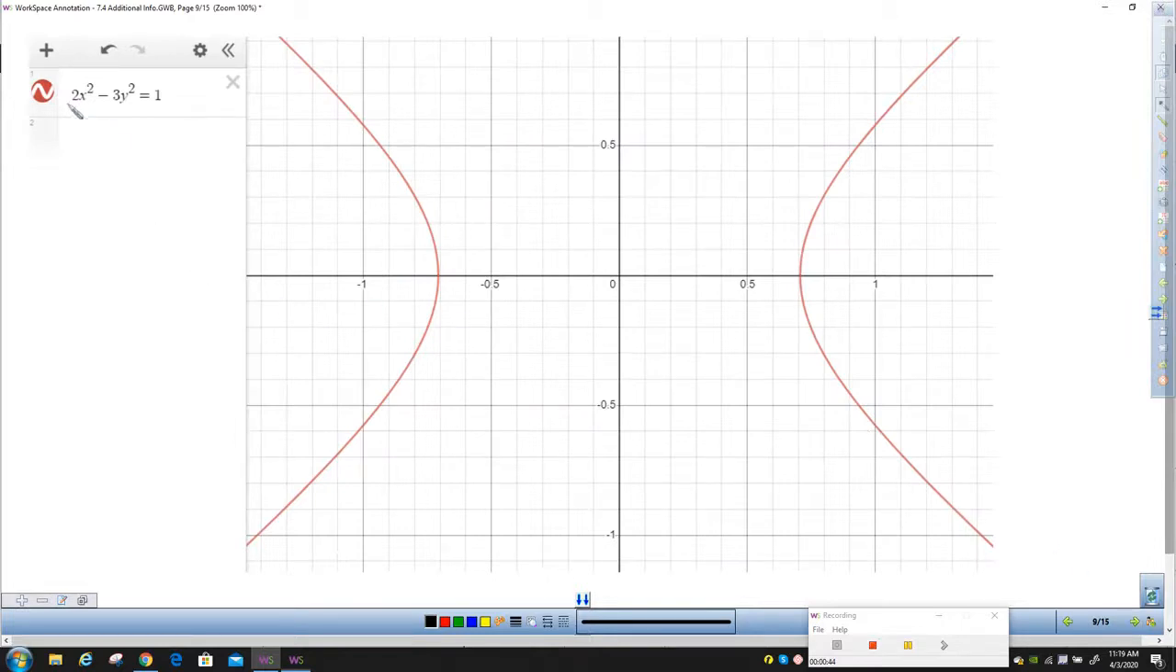If we see both x and y being squared, there's different numbers in front, and we have a subtraction sign, that is going to make a hyperbola. So just like we saw in Chapter 9, the addition causes an ellipse, subtraction makes a hyperbola.